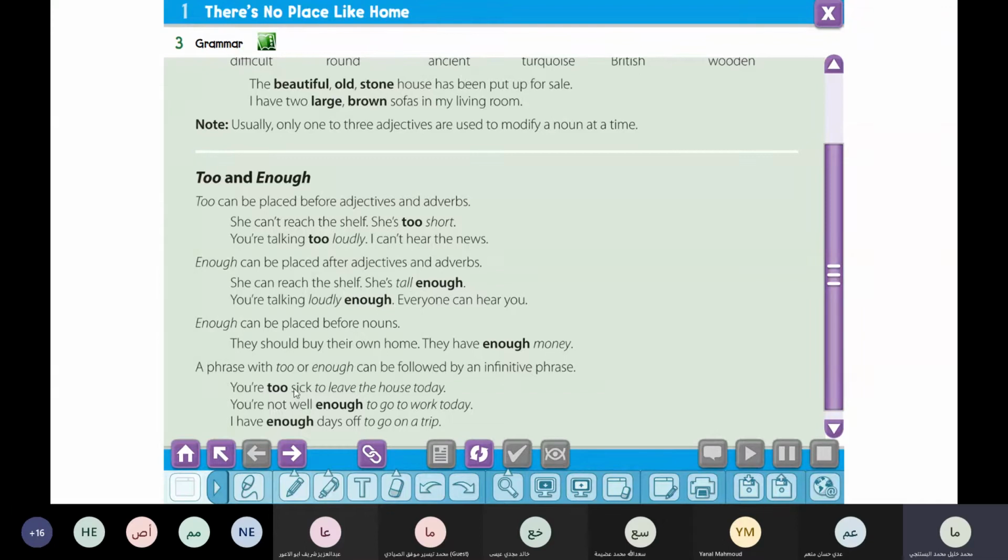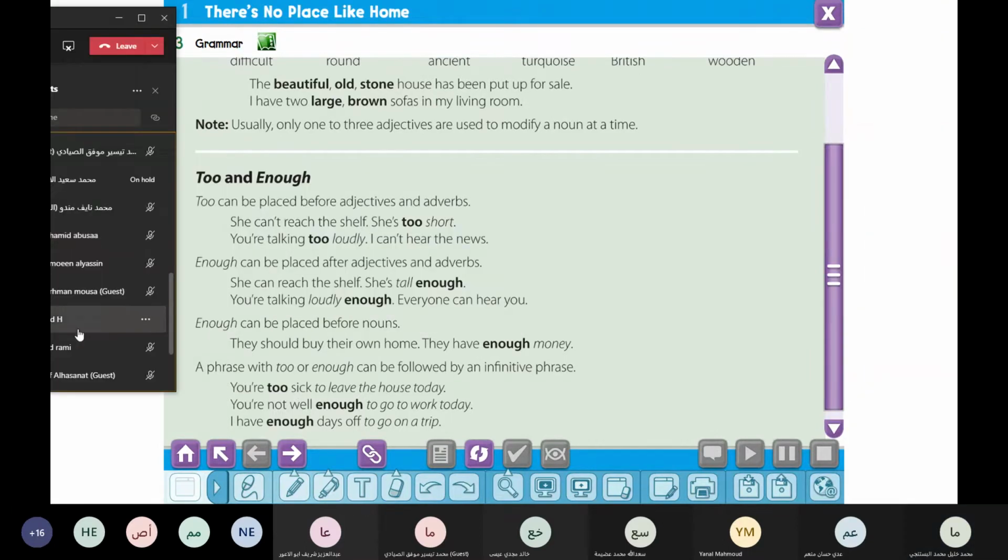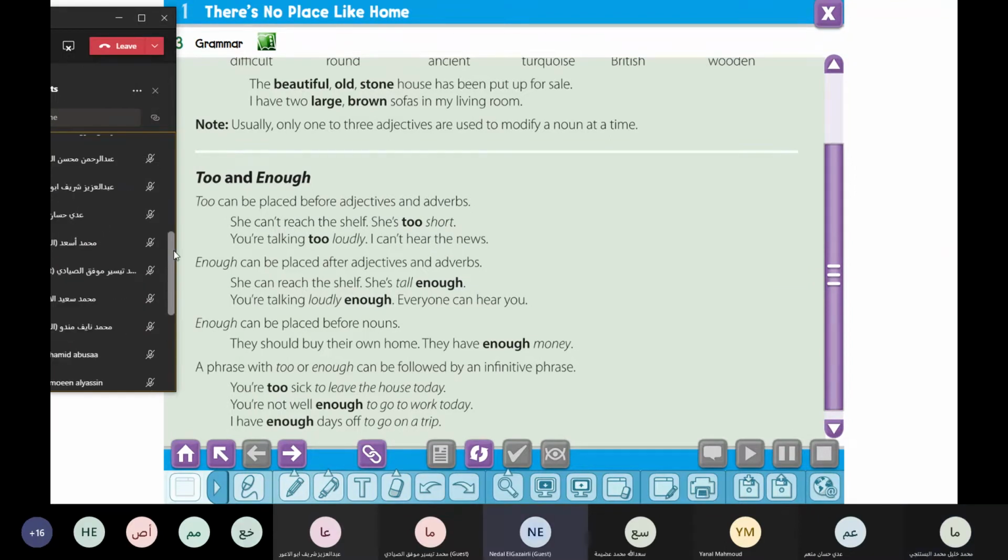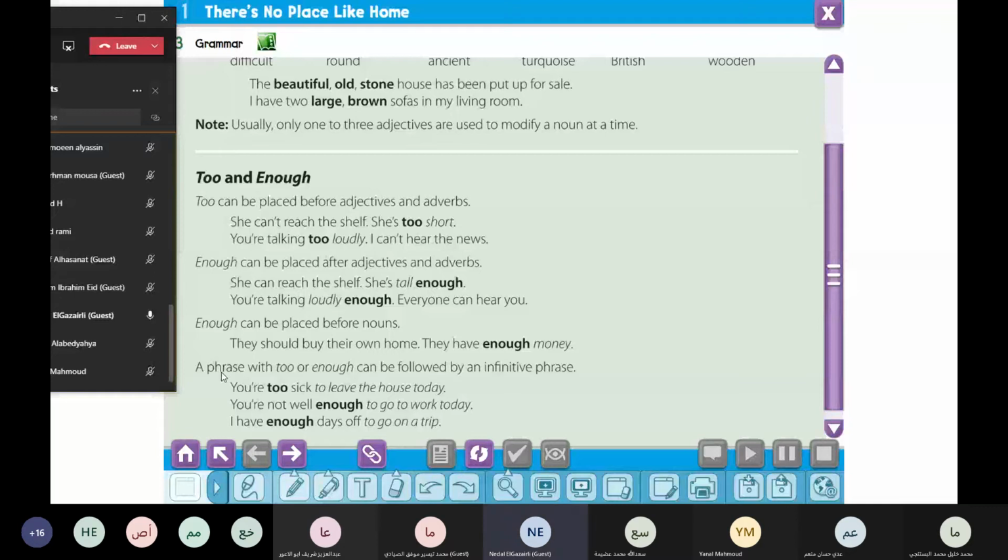Read Nidal, read the last examples. You're too sick to leave the house today. You are not well enough to go to work today. I have enough days off to go on a trip. Thank you very much. You realize here, the phrase with too or enough is followed by what? Followed by an infinitive phrase. To plus the base form.